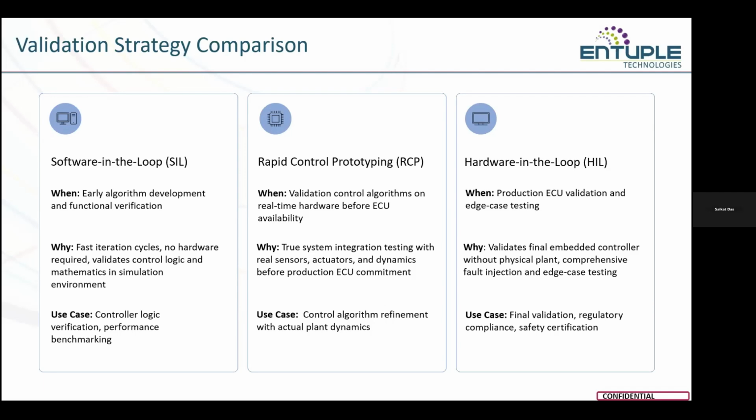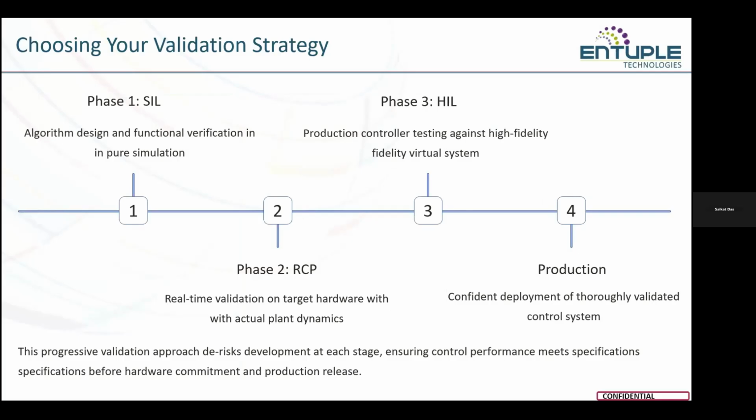Now, when these strategies are used together in the right sequence, they drastically reduce the development risk and ensure a smooth and predictable transition to production. In the production stages, the first step is software in loop, where algorithm design and functionalities are tested, meaning control logics are designed and their functionality is validated in a simulation environment. Choosing the right validation strategy in the right phases is crucial.